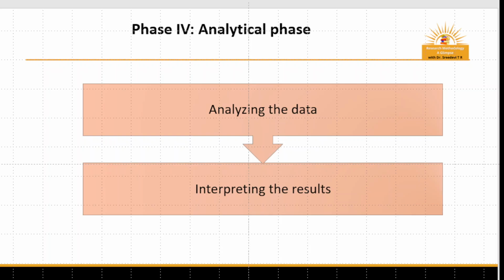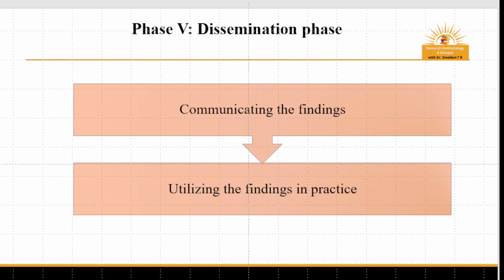So after extensive editing and coding, the data gathered in the empirical phase is analyzed. Quantitative information is analyzed through statistical procedures. Various statistical methods are used to analyze data based on the nature of the data. Then phase 5, that is the dissemination phase.